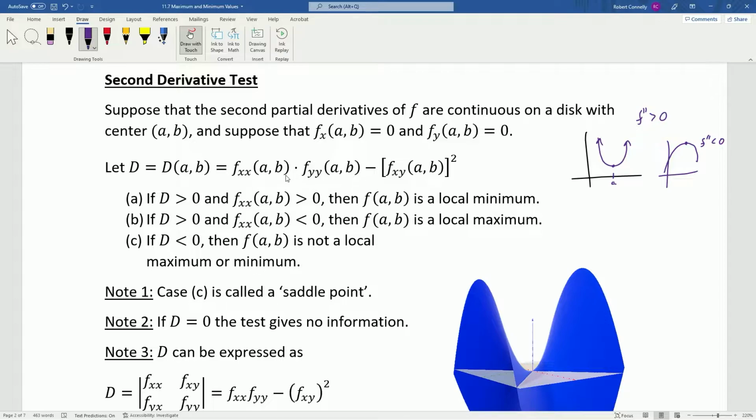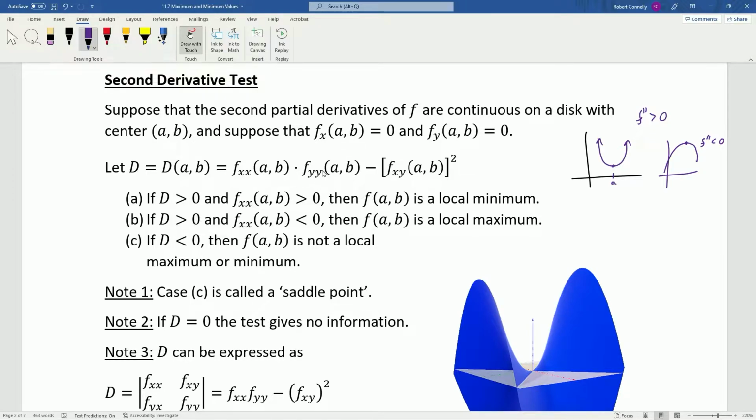So what does it tell you? It tells you both of these second partial derivatives are either positive or both are negative. So in the x and y directions, the graph either curls up in both directions or down in both directions. So then if we know that they go in the same direction, then it's enough to check just one of them to conclude whether it's a local minimum or maximum.